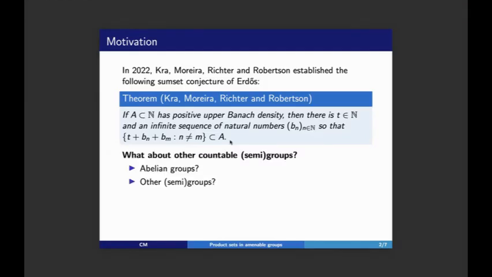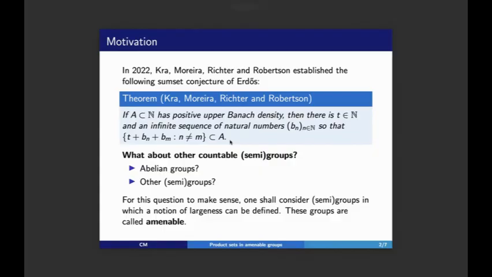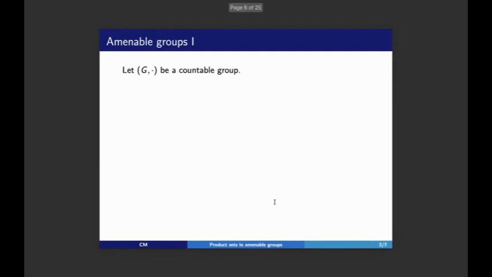Now it is natural to ask if an analogous result holds in other countable groups or semigroups. For example, can we prove an analogous result for abelian groups or more general groups or semigroups? For this question to make sense, one shall consider groups where there is some notion of density for sets. That's why we write here one shall consider semigroups or groups in which a notion of largeness can be defined. Those groups are well studied and they are the so-called amenable groups. Let us define what it means for a group to be amenable.